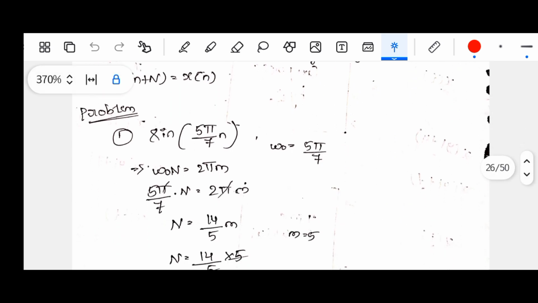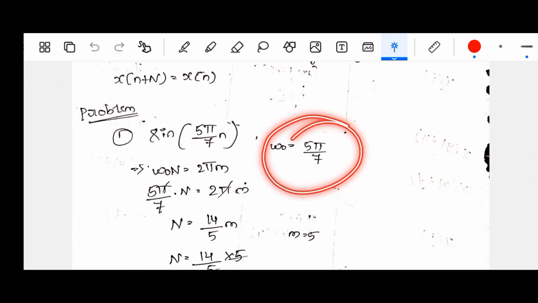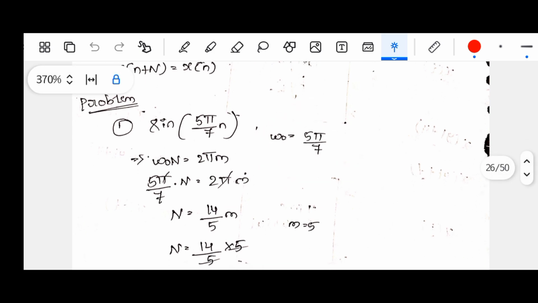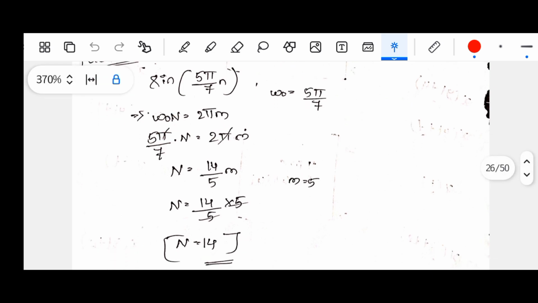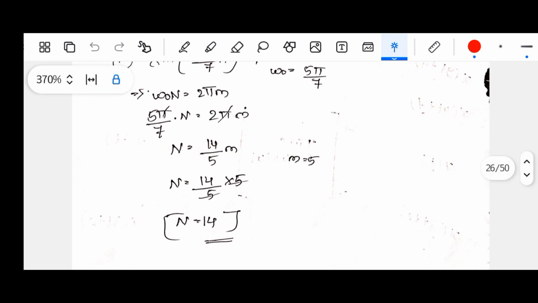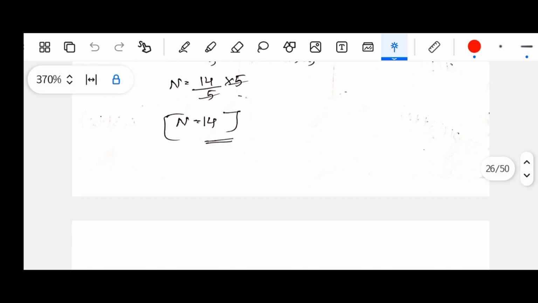Let's solve some problems. Sine of 5 pi by 7 into n. Take omega naught as 5 pi by 7. What is the formula? Omega naught n is equal to 2 pi m. So 5 pi by 7 into n is equal to 2 pi m. Pi gets cancelled. N is equal to 14 by 5 into m, where the m value will be 5. So take this 5 here. N is equal to 14 by 5 into 5. 5 gets cancelled. N is equal to 14.